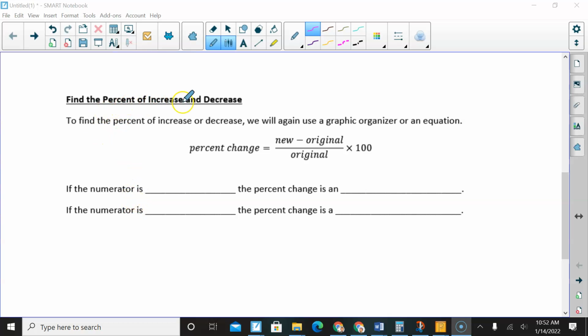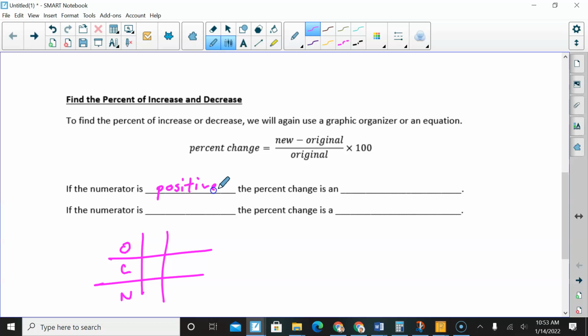Today we're finding the percent of increase and decrease. To do that, more often than not, I'm going to still make a chart with O, C, and N. What you'll be given is a new value and an original value. When you subtract these two, if the result is positive, that means you'll have a change that's an increase. On the other hand, if the result is negative, that means you'll have a decrease.